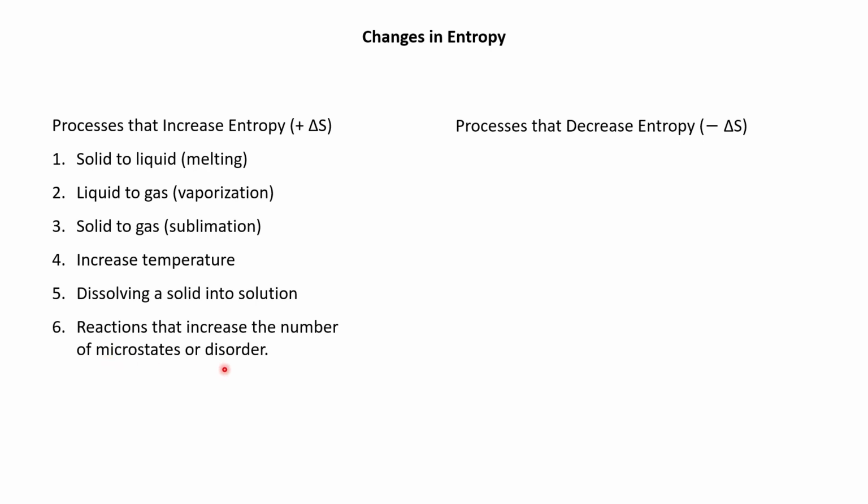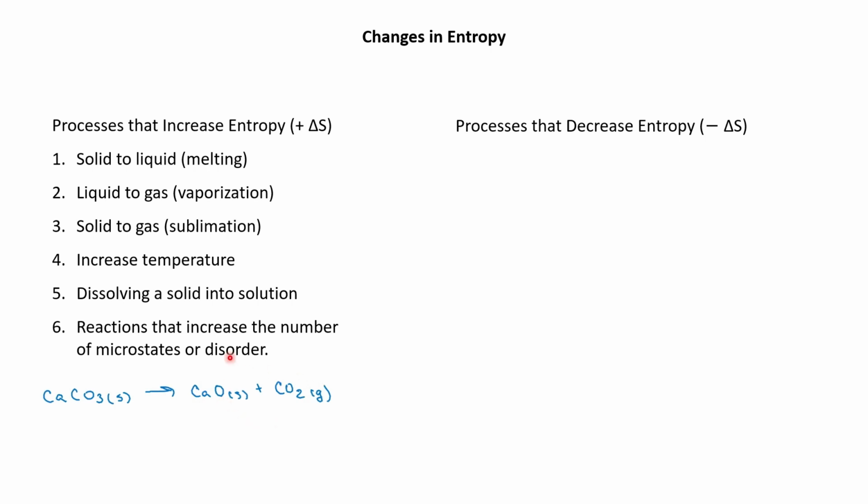And finally, any reaction that increases the number of microstates, which again will increase the disorder. So for example, consider this reaction. We start with a solid, a very ordered substance. We do form some solid, but we also form some gas, which is very disordered, or you can think of that gas as having many microstates, more microstates than a solid would. So we go from an ordered state to a less ordered state. That is going to increase entropy.